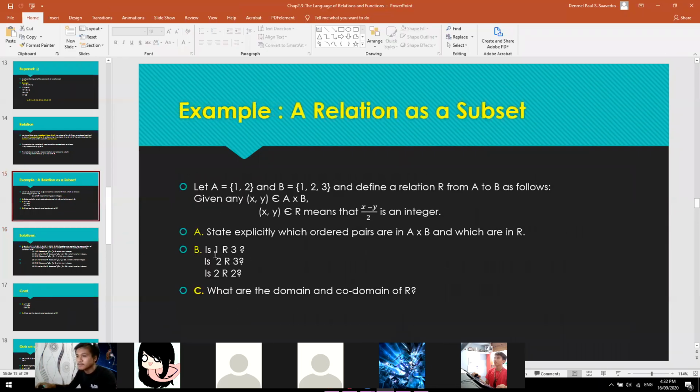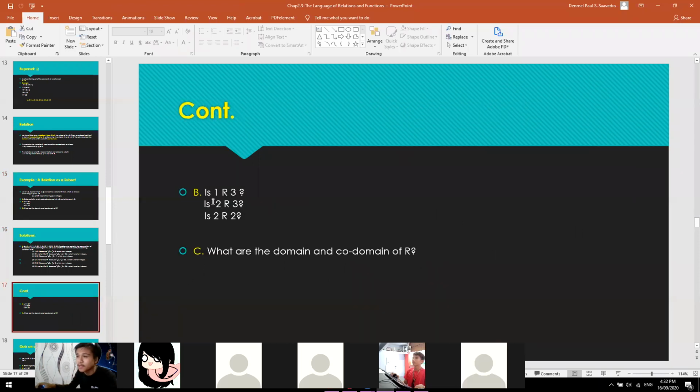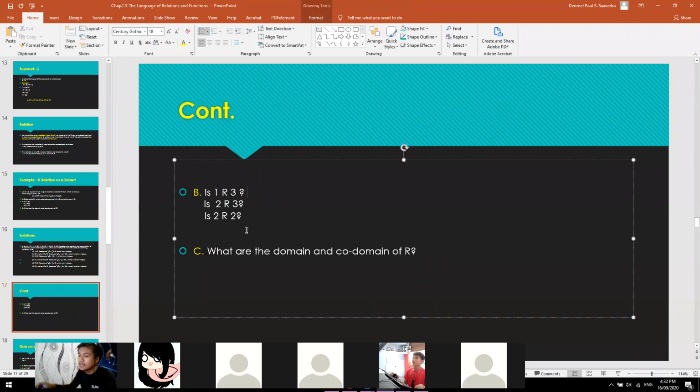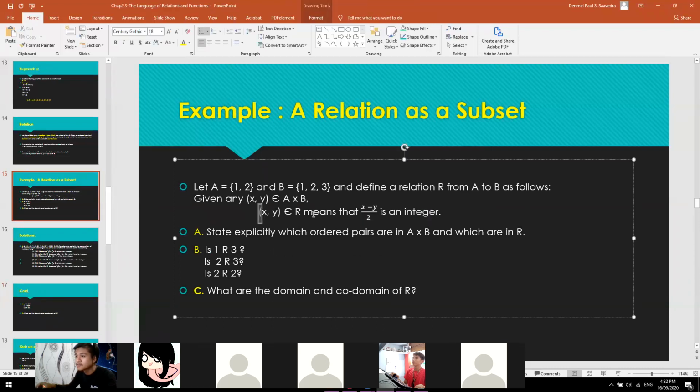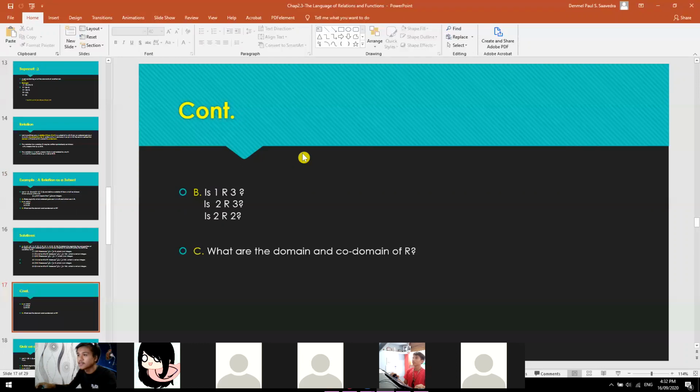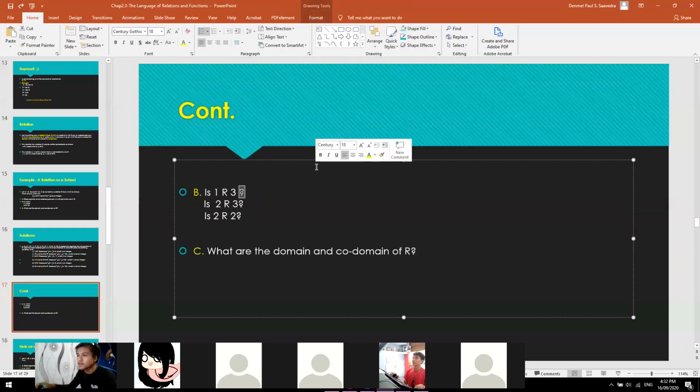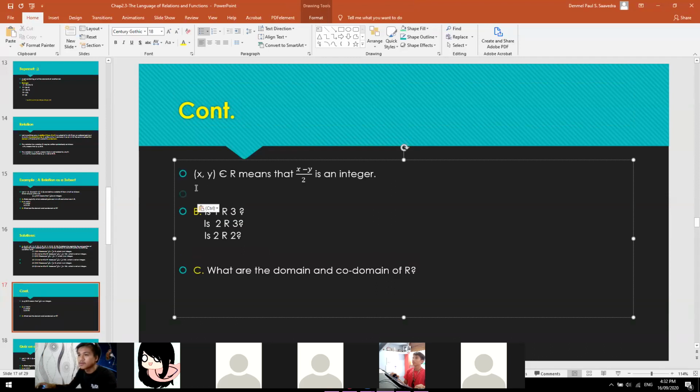Alright, so next one. Let's answer it here. Okay, let's use this one. Is 1 related to 3? Remember, this is our equation, this is the condition. So is 1 related to 3? Yes, sir. 1 minus 3 is negative 2, divided by 2 is negative 1, which is an integer. So this one is true.